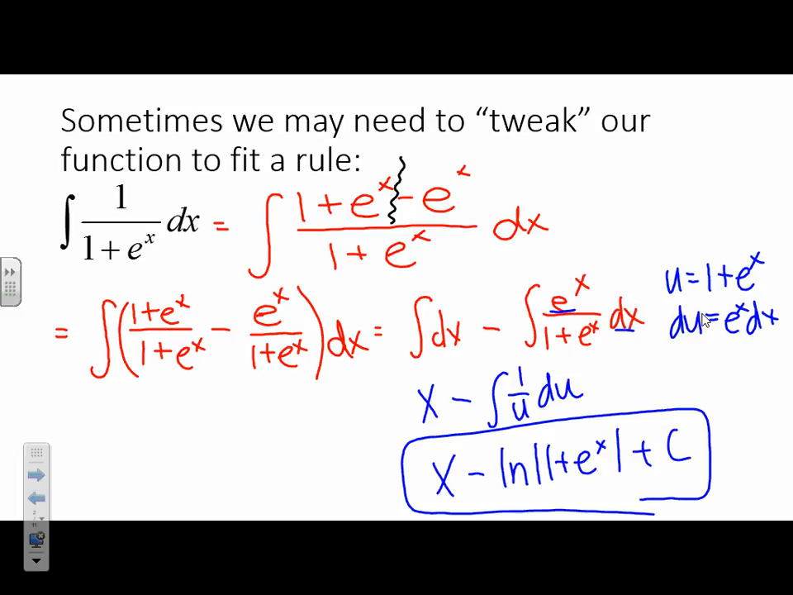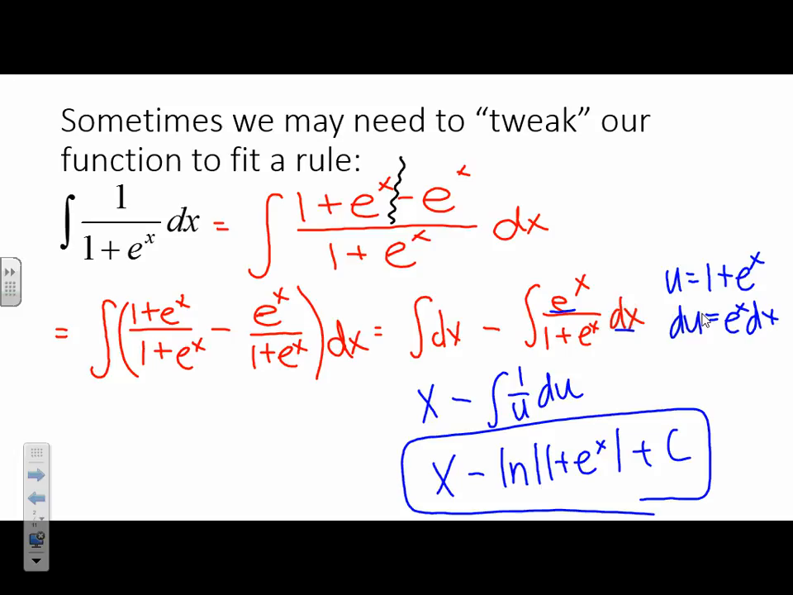Technically, you wouldn't need the absolute values because 1 plus e to the x is always positive. So in the back of the book, this probably would be in parentheses. If you write absolute values and they're not necessary, it's not going to be a big deal. Okay. Did you have a question? No, you just answered it.